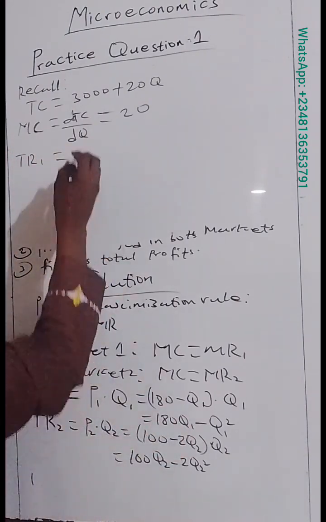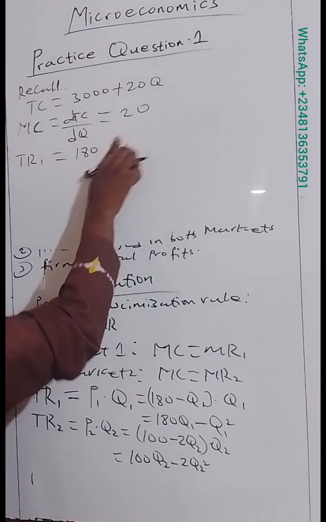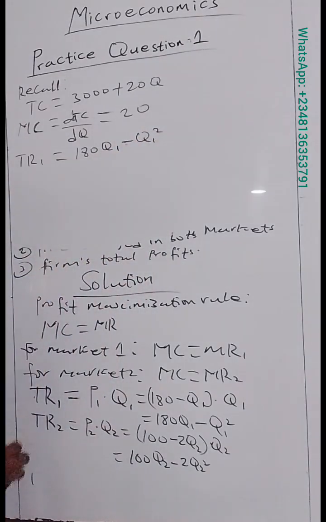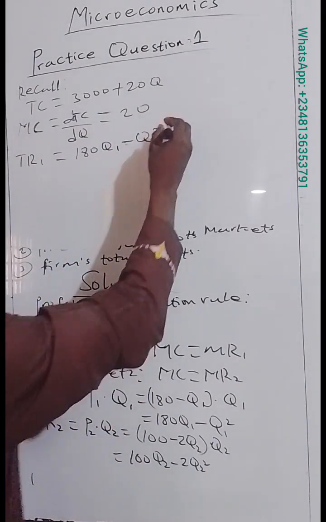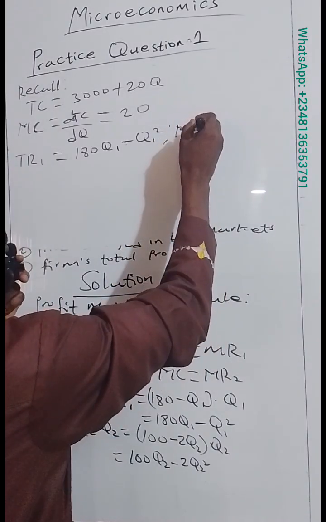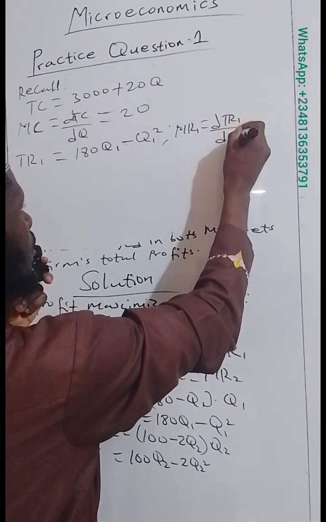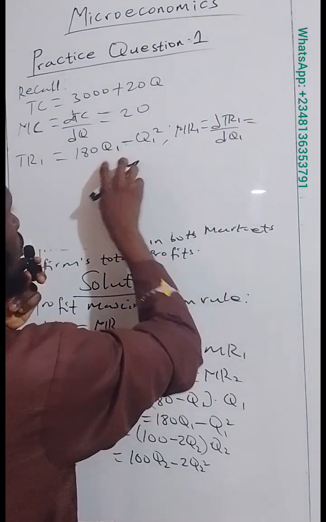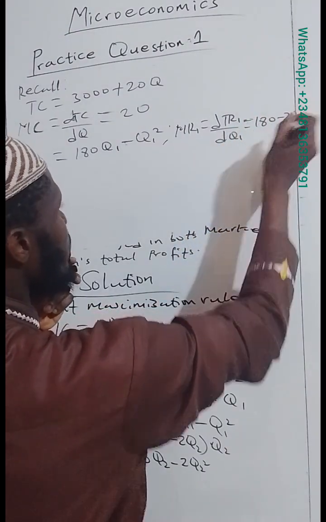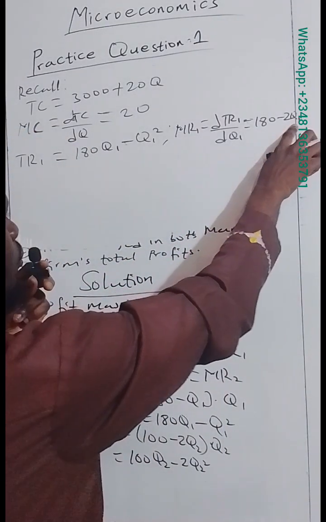Also we have TR1. Our TR1 is simply 180Q1 minus Q1 squared. So we can simply derive our marginal revenue from here. Marginal revenue from market 1 will be dTR1 over dQ1, which is, if we differentiate this one, 180 minus 2Q1.